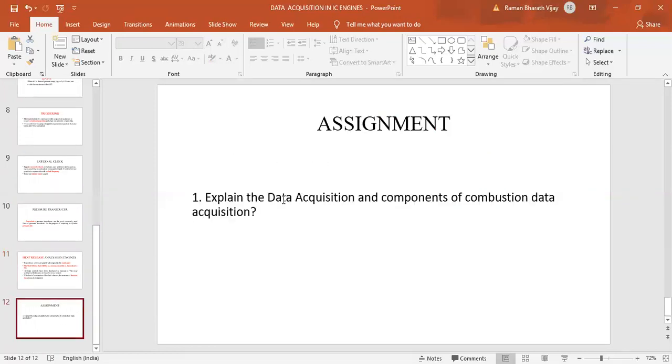So we have an assignment. Of all that I have taught you, explain the data acquisition and components of combustion data acquisition. You can write this and submit.